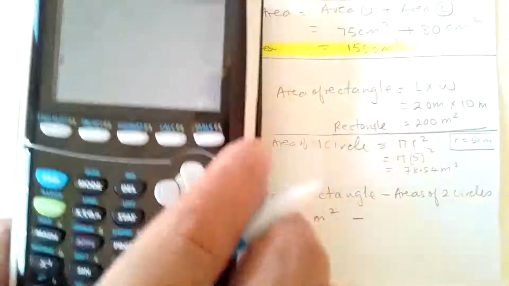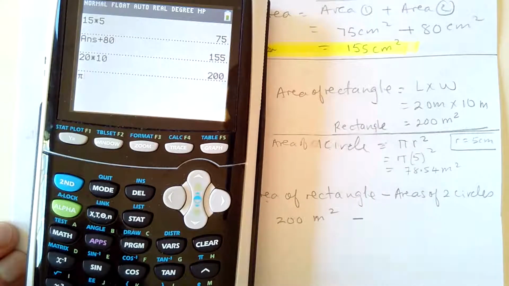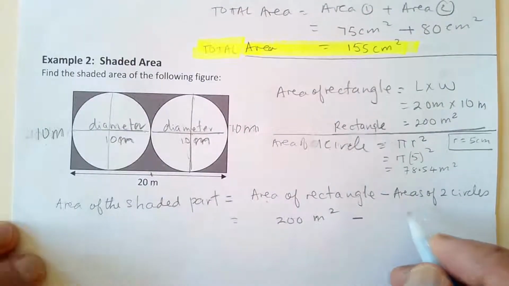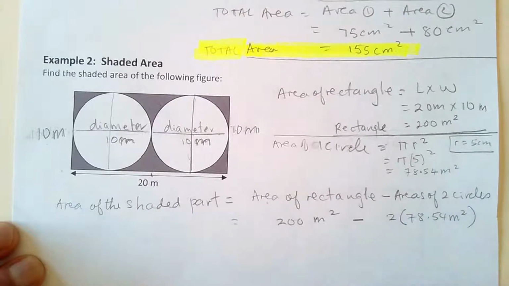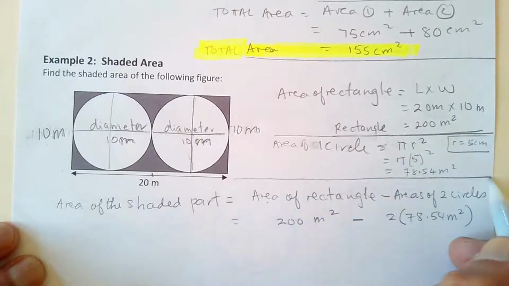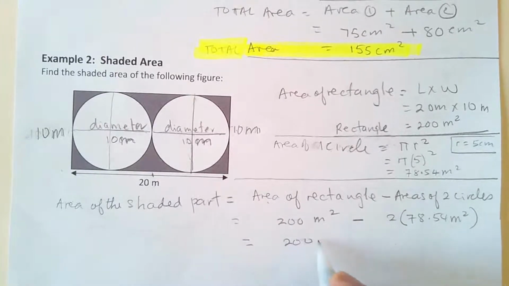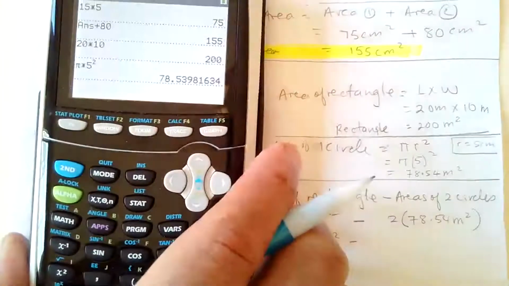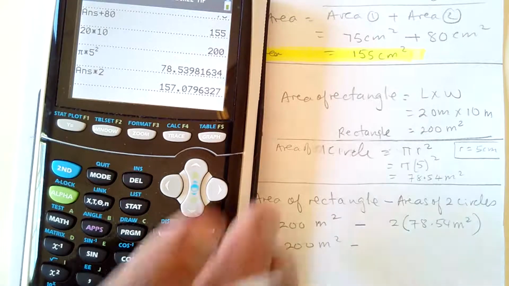Okay, let's double check that in my calculator here. Pi times 5 squared is 78.5398. I rounded to 2 decimal places. So 2 multiplied by 78.54 square meters gives 157.08.